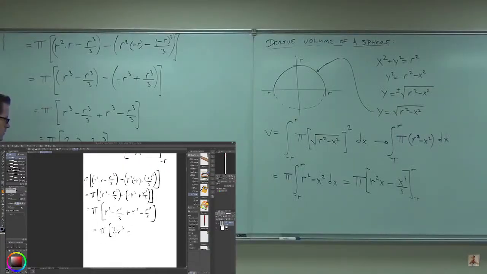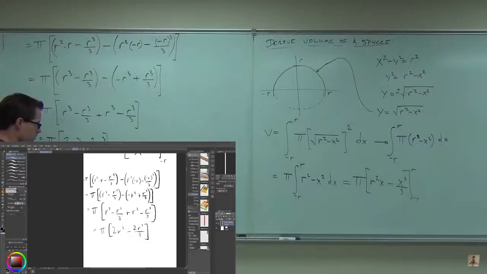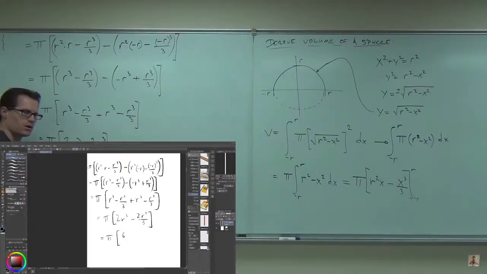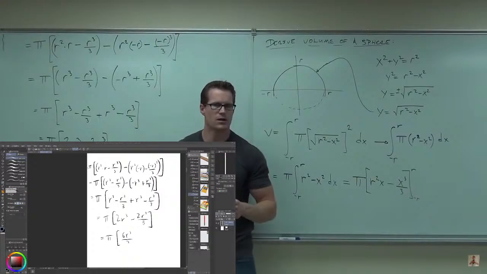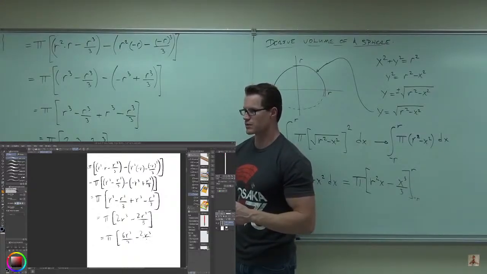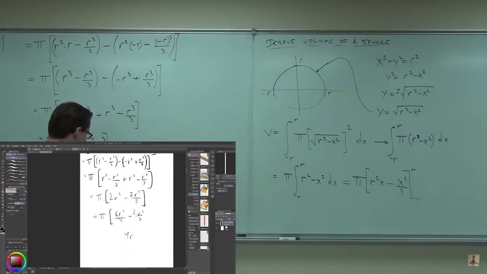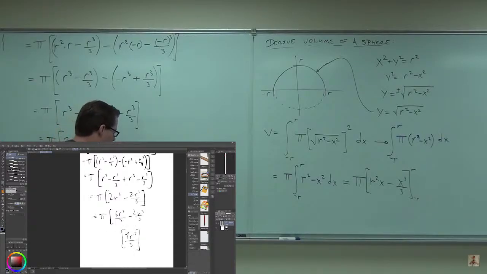Yes, no? Common denominator would make this, well, if you multiply by 3 over 3, you're going to get 6r cubed over 3 minus 2r cubed over 3. Now that you have a common denominator, hey, check it out. What's 6r cubed over 3 minus 2r cubed over 3? Or what we know and love, volume of the sphere. Isn't that cool?